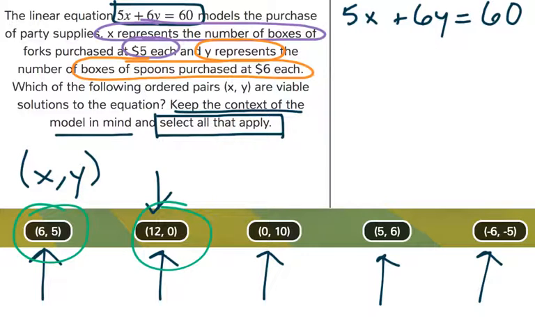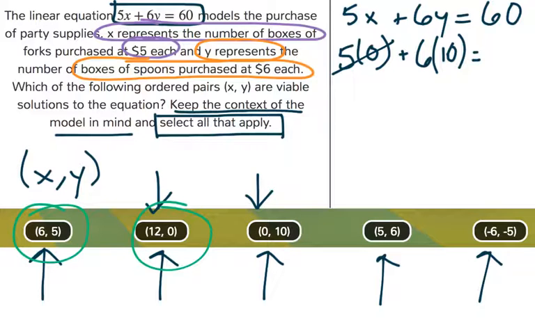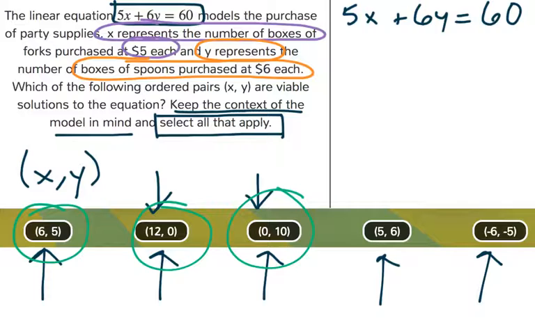Let's keep going. Third choice has an x of 0, so I don't need to write it. It just cancels out completely because 5 times 0 is 0. And the other one is 6 times 10, because y is 10 in this case. Is 6 times 10 equal to 60? Well, yes it is. That's perfect, so that's another good answer. Let's keep going.